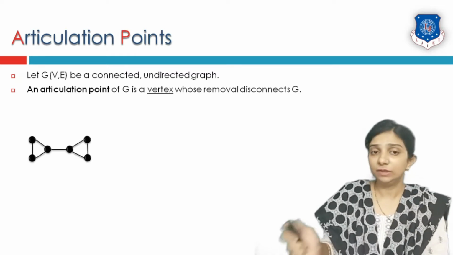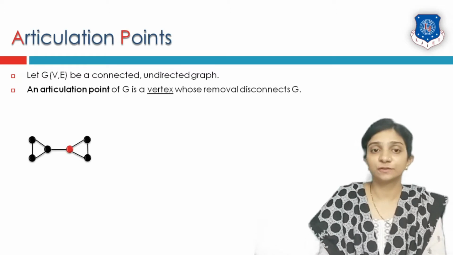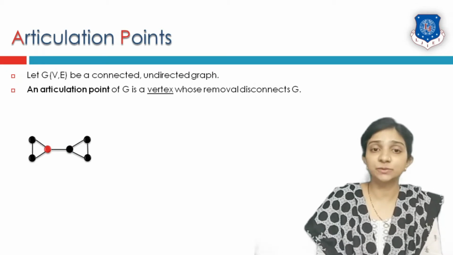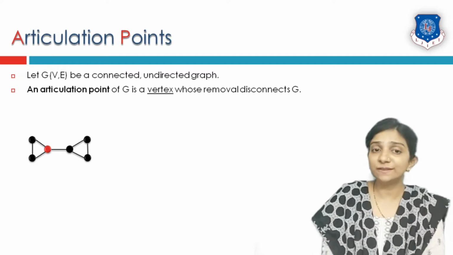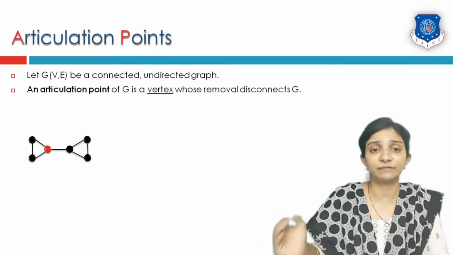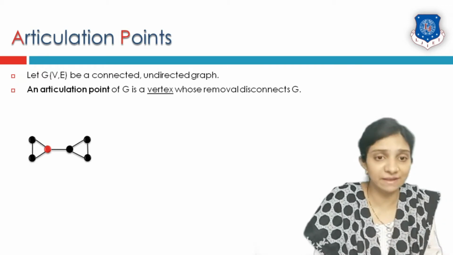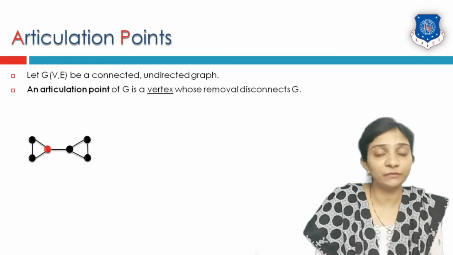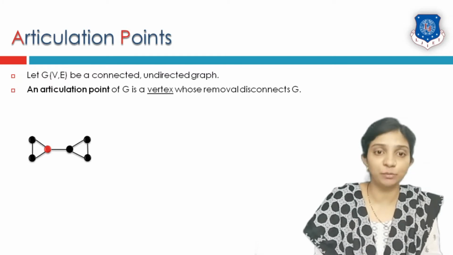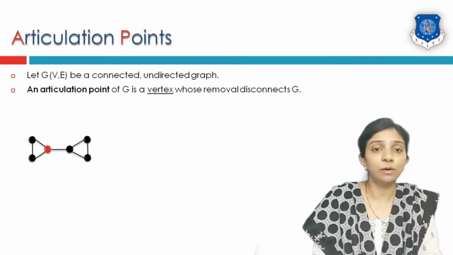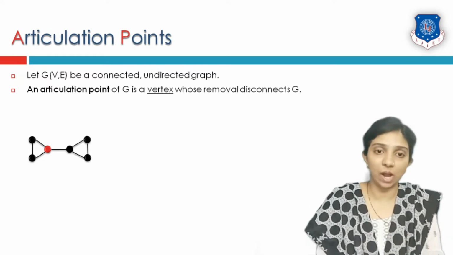Say for example, here there are 6 vertices. As you can see the vertex, this one, if I remove it, it will make my graph disconnected. Or if I remove this vertex also, it will disconnect the two vertices which are on the left hand side of it, and it will also disconnect those three vertices which are towards the left of it. So these two vertices of a graph are called articulation points of a graph, which transform a connected graph into a disconnected one.